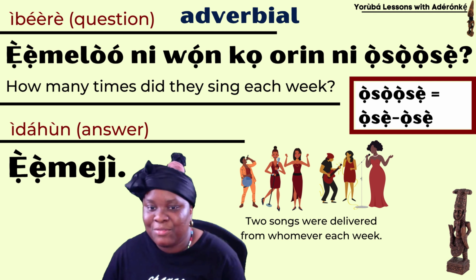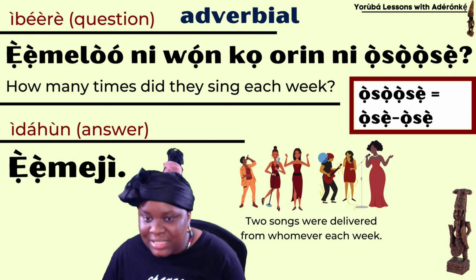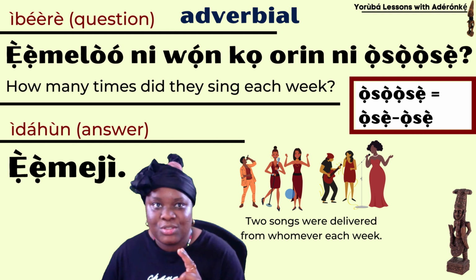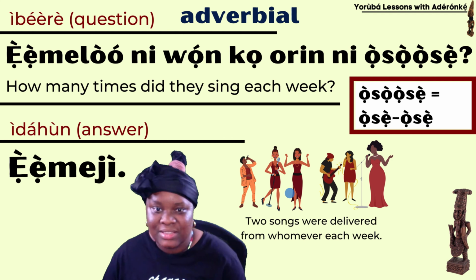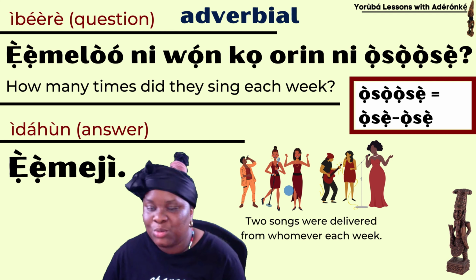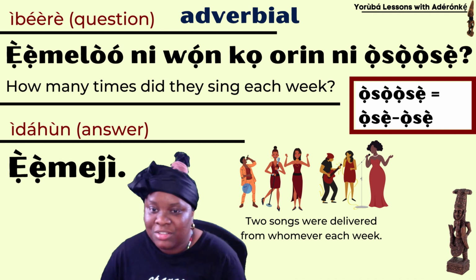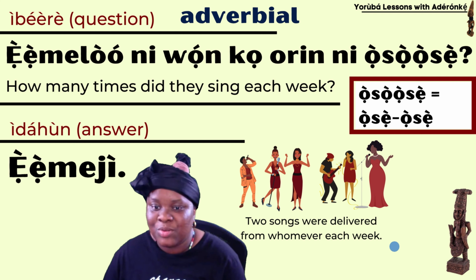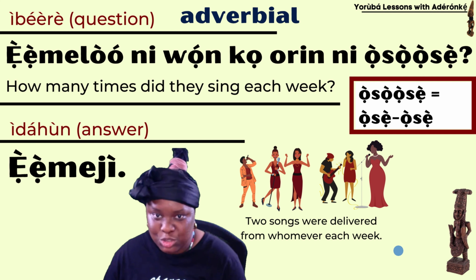So it doesn't matter if it was Michael Jackson that sang, or this group of singers. Irrespective of who did the singing, we just know that two song performances were made. They sang twice. How many times did they sing each week? Twice. They could have done the singing together. It could have been just this group. It could have been just Michael Jackson. But we know two songs were delivered from whomever each week. They sang twice each week.